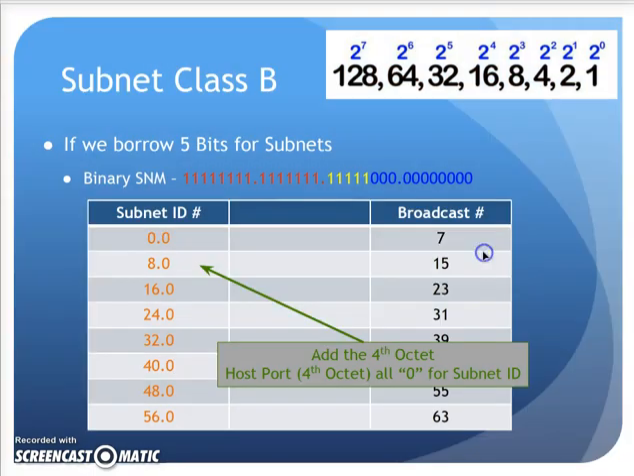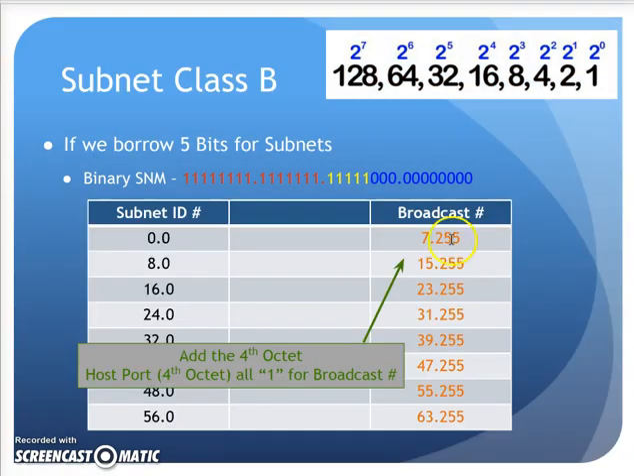Alright, I want to do the same thing over here on the broadcast side. So to do that, I'm going to make the host portion all ones. All ones in the host portion is a broadcast address. So in this case, if I take this host portion, make it all ones, it's going to be 255. So that one's kind of easy peasy. I just tag on this fourth octet, 255.255.255.255 and so forth. And that'll give me my broadcast addresses in that last column.